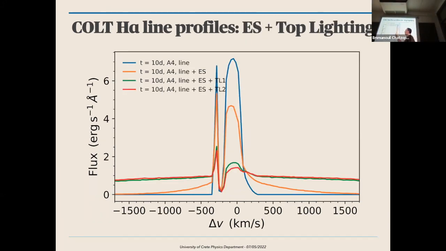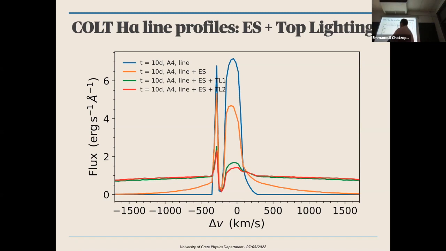Now, here's another experiment where we test the implementation of top lighting. So in this case, again, the blue is the original line profile at 10 days. Then the orange is the original line profile plus electron scattering, where you get the wings again. And then the green and the red include two different levels of top lighting. As expected, TL1 is lower, less intensity in top lighting, and TL2 is more intensity in top lighting. And as predicted by David Branch, the flux of the line gets significantly suppressed by a factor of 3 or so. And the more top lighting you have, the more you suppress the flux of that line.